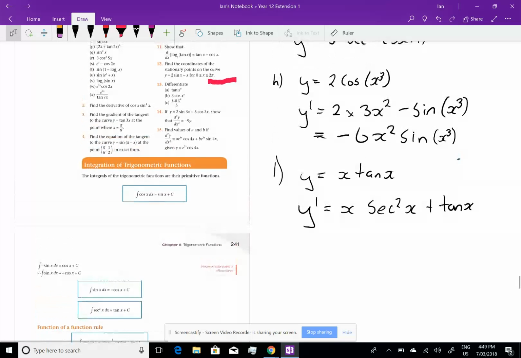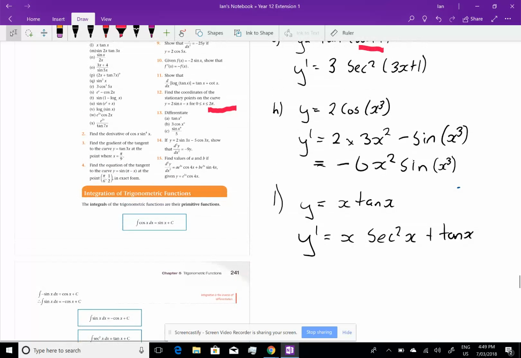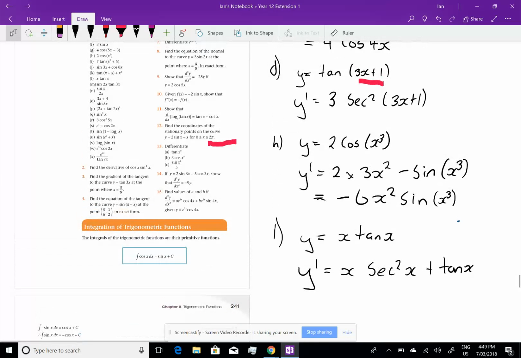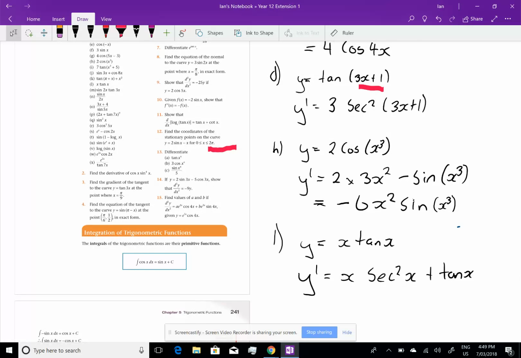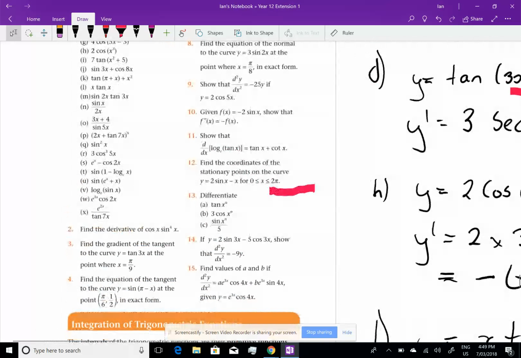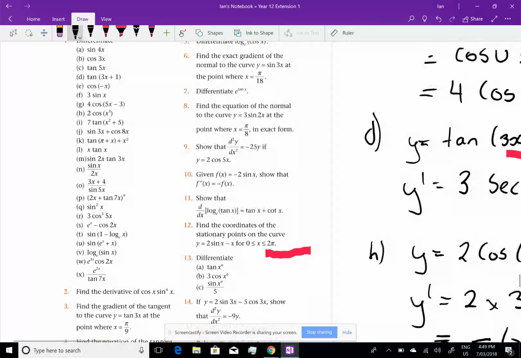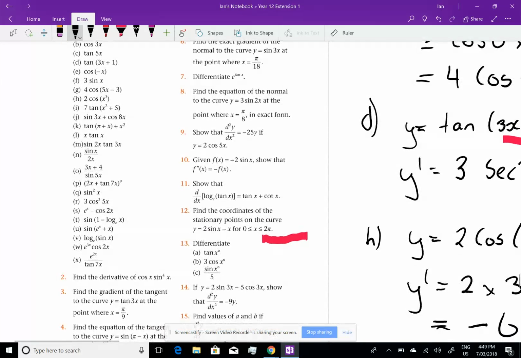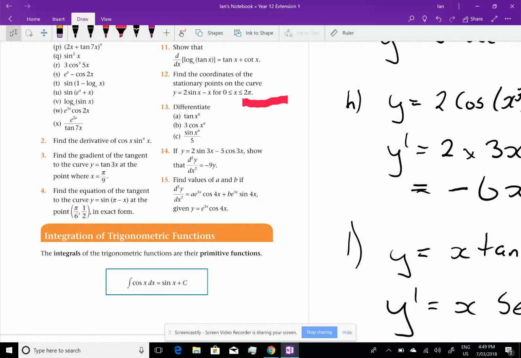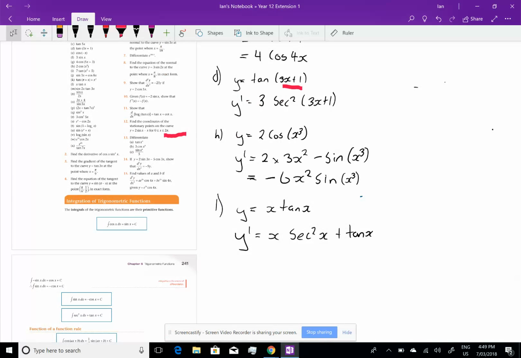Well, let's make it a bit harder. Let's use our, because there was one that was squared. I just have to have a look here. Maybe it was before that. Yeah, I'm going to jump down to Q.